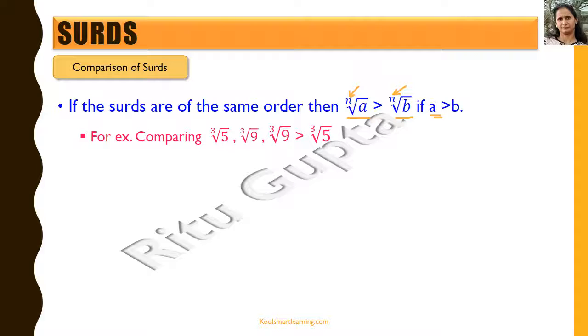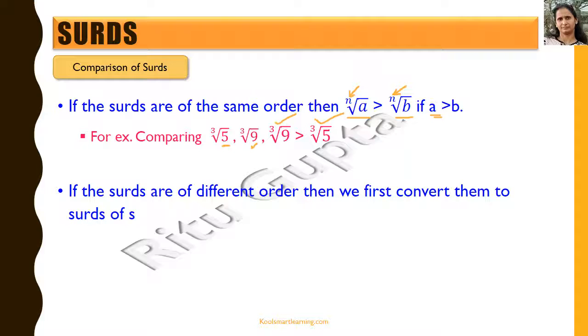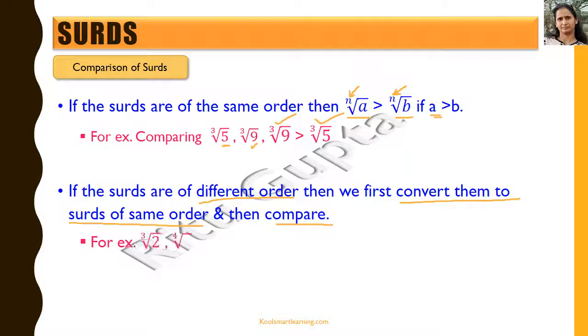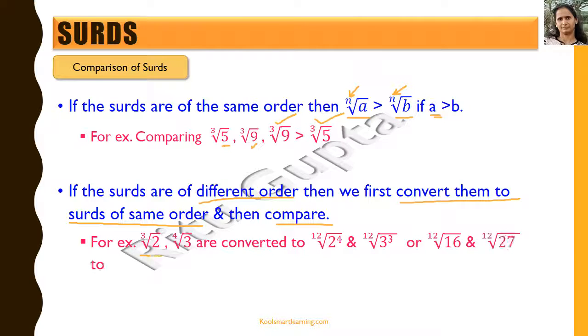Say for example, we want to compare cube root of 5 and cube root of 9. Since 9 is more than 5, we say cube root of 9 would be more than cube root of 5. But if the surds to be compared are of different order, then we first convert them to surds of the same order and then compare them. Let's see with the help of an example. Say we want to compare cube root of 2 and fourth root of 3.